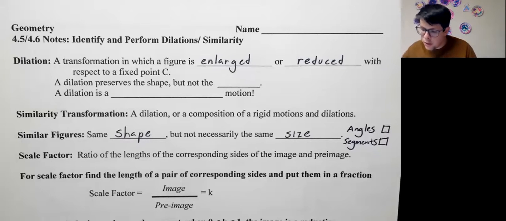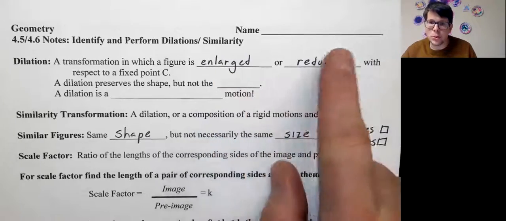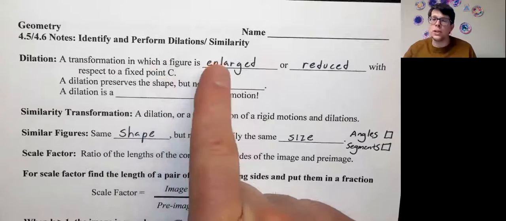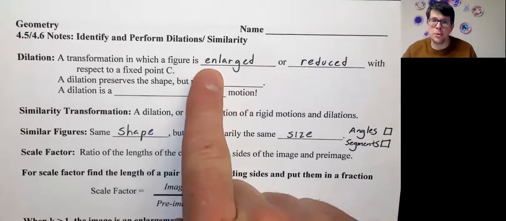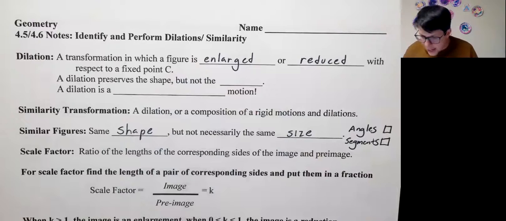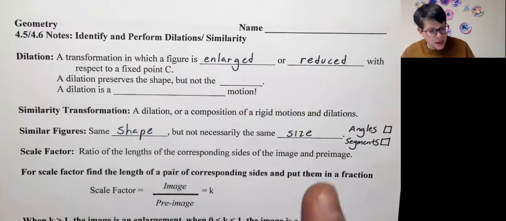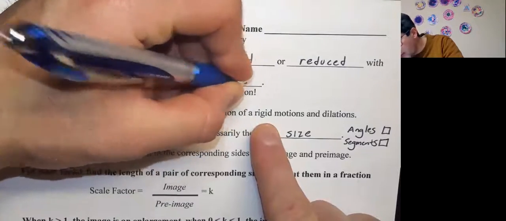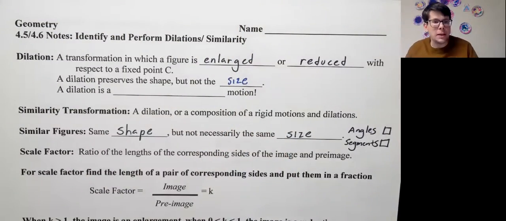It is a transformation in which your figure is going to be enlarged or reduced with respect to a fixed point C. So usually when people think about dilation, they think about their pupil dilating and enlarging, but it can also be a reduction as well. A dilation is going to preserve the shape, but not the size of your figure or your pre-image.